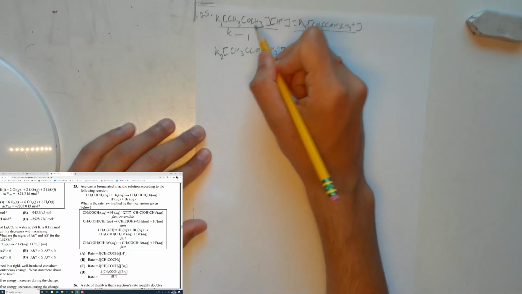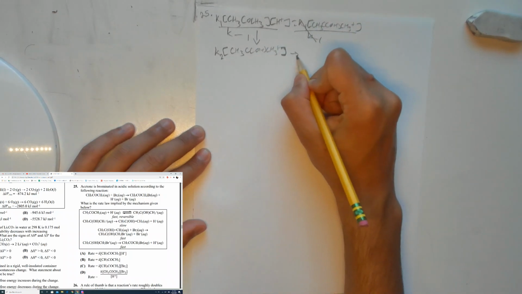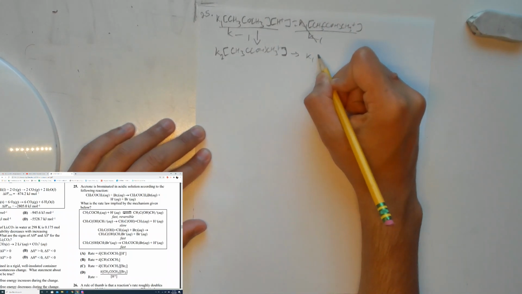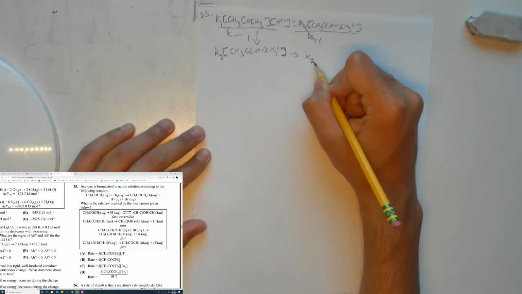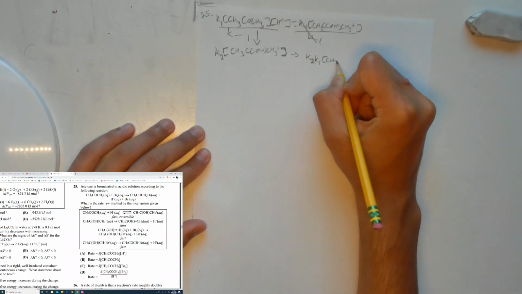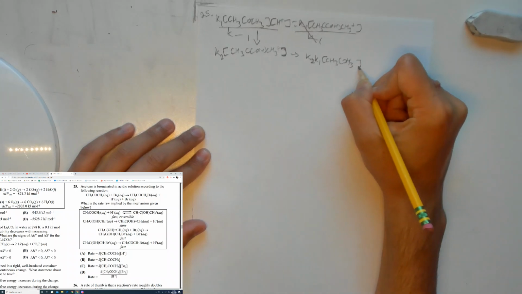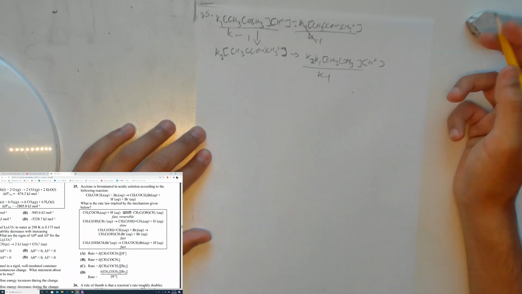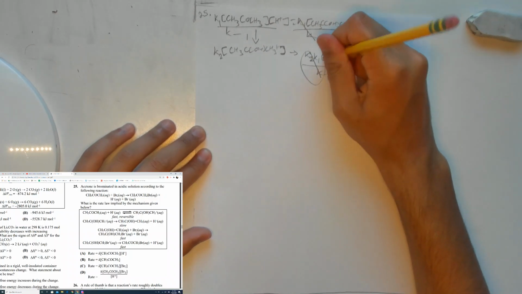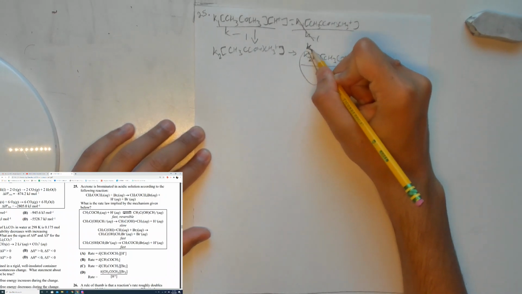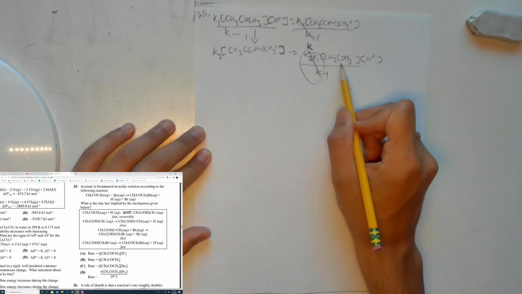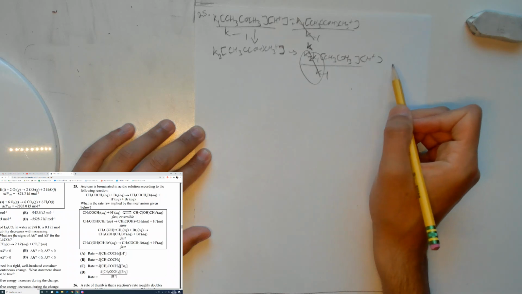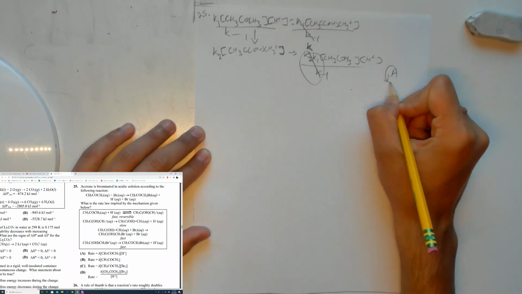Once you plug this entire term in, you get K2 times K1 over K-1 times the concentrations, and that's the rate law. And this becomes all one constant. So the final rate law is the rate constant K times CH3COCH3 times H+. And your answer is A.